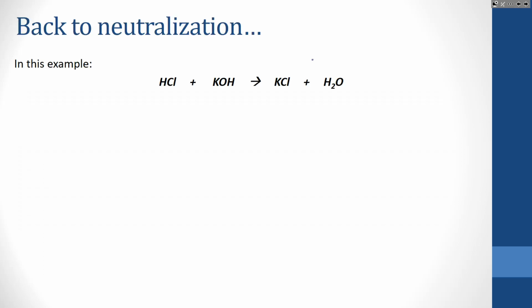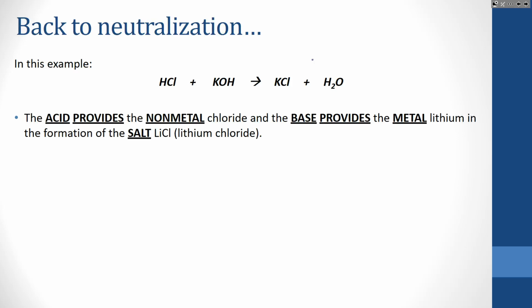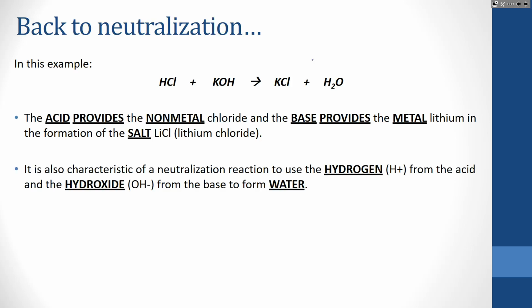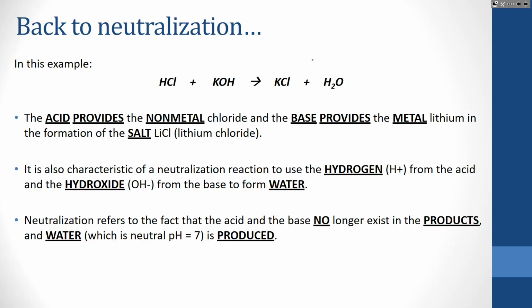So back to neutralization. In this example, the acid provides the nonmetal chloride, and the base provides the metal lithium to make the salt lithium chloride. And then the hydrogen ions and the hydroxide ions from the acid and base get together to form water. And neutralization refers to the fact that when the acid and base no longer exist, you get a pH of 7, which is neutral.